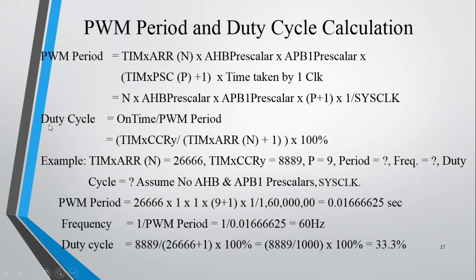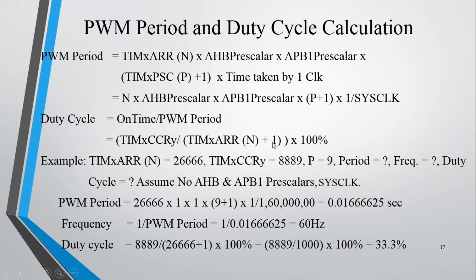So duty cycle is calculated by the equation on time by PWM time period. On time is written in a register known as CCRY register. PWM time period is written in TIMx auto reload register.